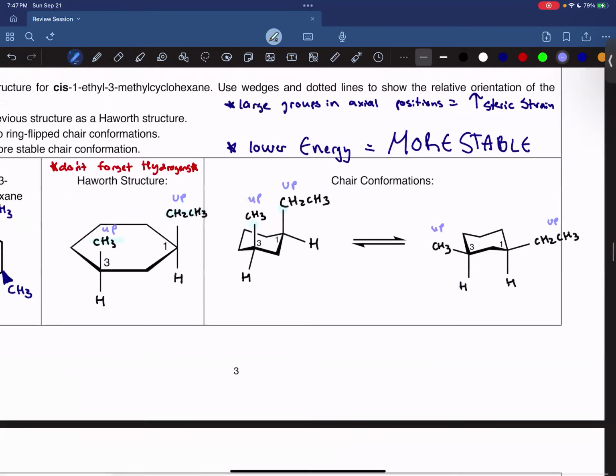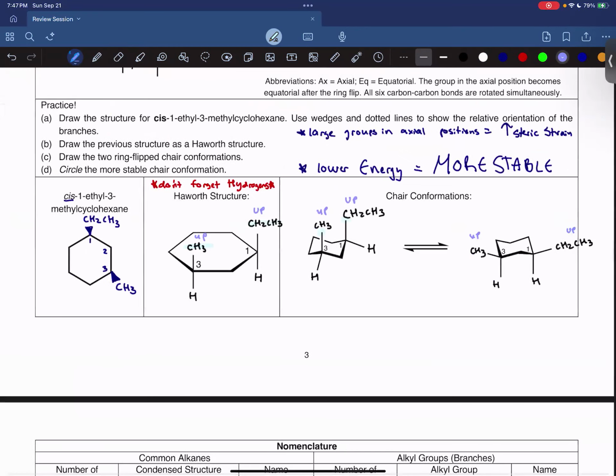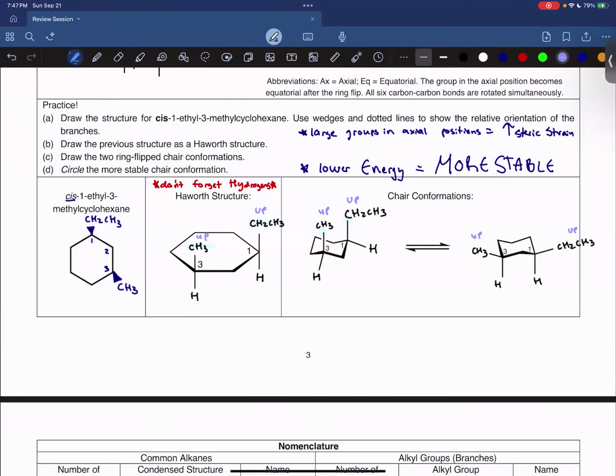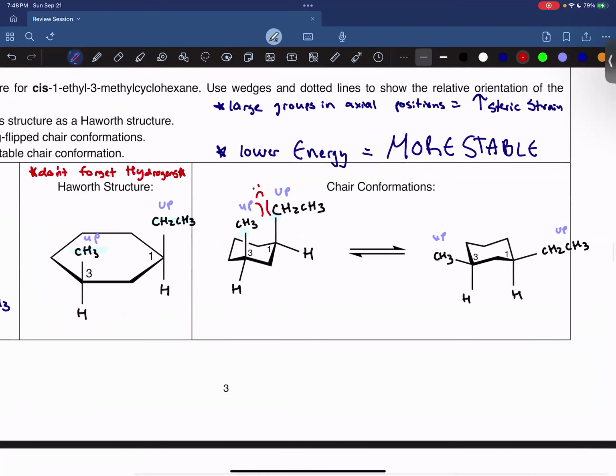And so it says circle the more stable chair conformation. So out of these two, this one is terrible and bad. We don't like that. That's going to be really high in energy and it's going to be really unstable. It's going to immediately flip back to this one. So this is going to be our more stable one because it has the lowest energy.